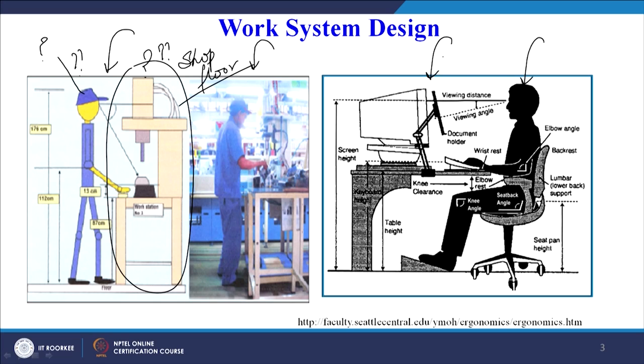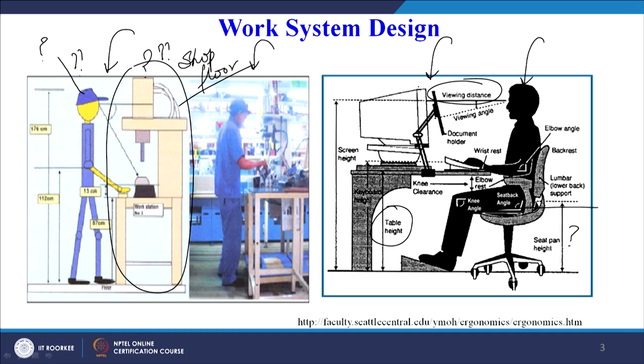So, this is again an example of a work system, and you can see there are so many elements to this work system. So, this is one variable, that what must be the height of the chair on which the person is sitting, what must be the table height which must be taken into account, what must be the viewing distance which is ideal for a person who is working on a computer system.